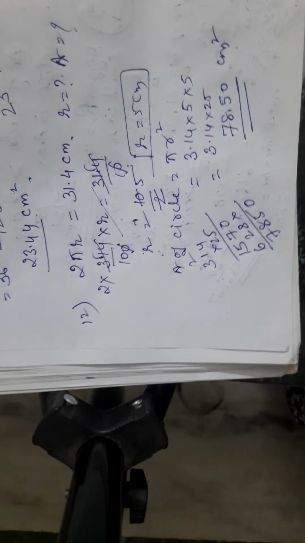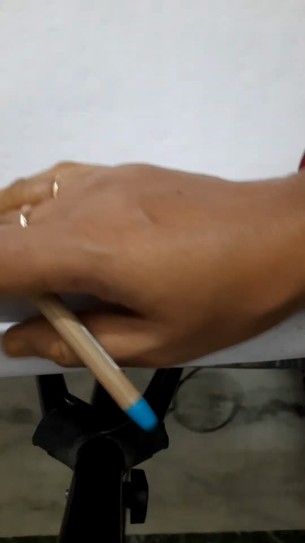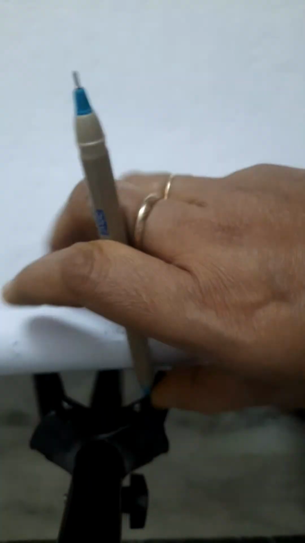Now next question. Okay. Here it is given a circular flower bed. Circular flower bed is there. Surrounded by a path of 4 meter wide. The diameter of the flower bed is 66. What is the area of the path? So let me explain the question properly.